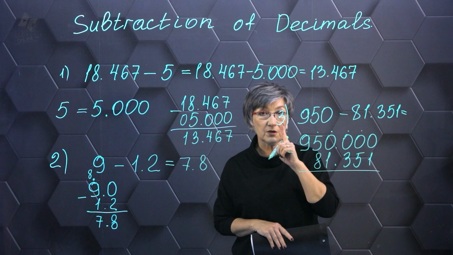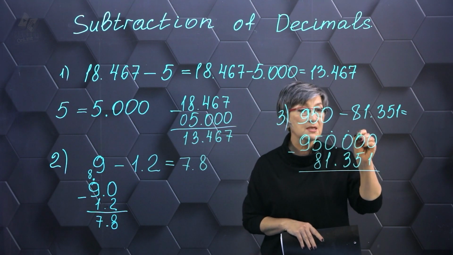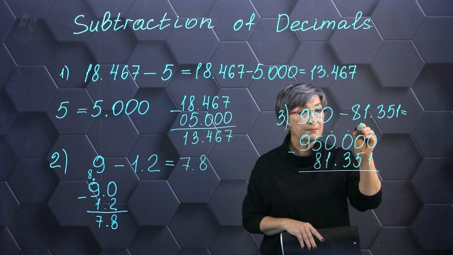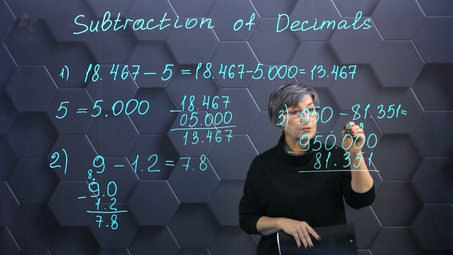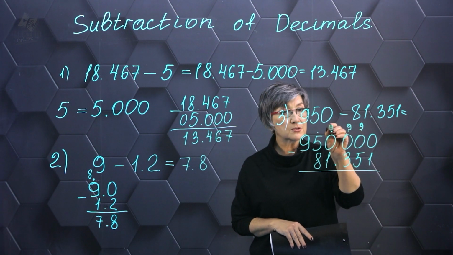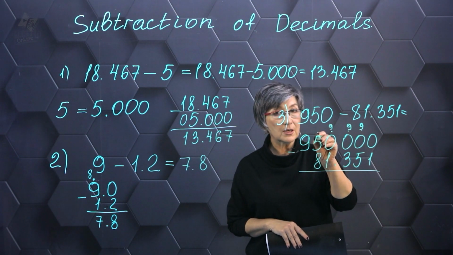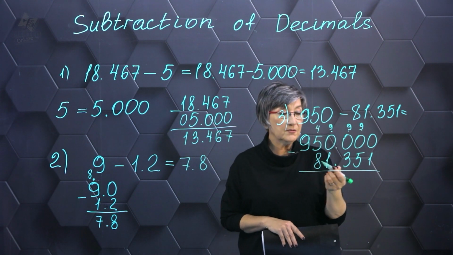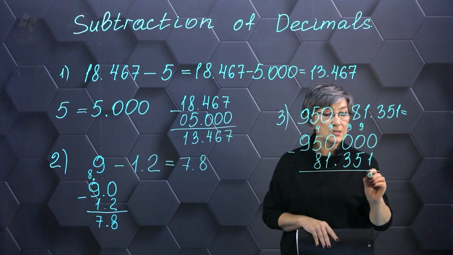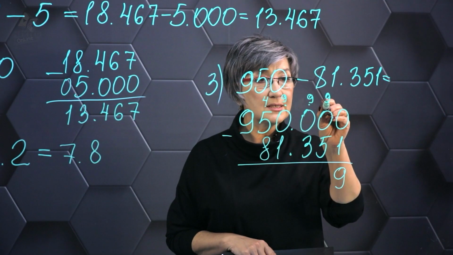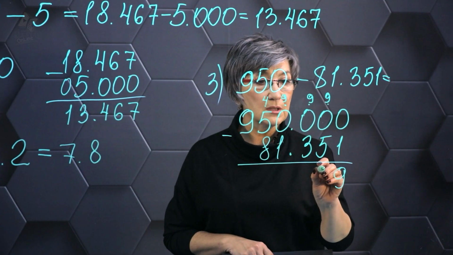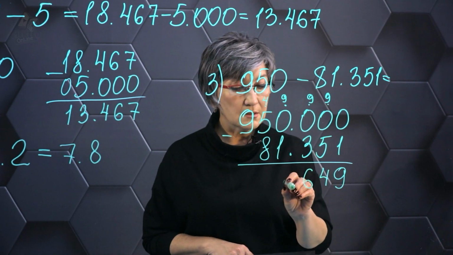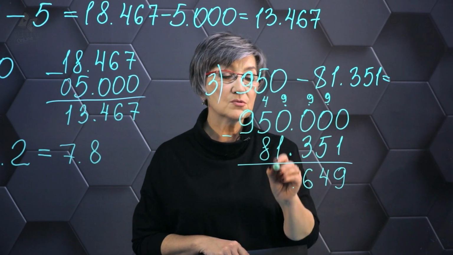But in this case, I have to write down that there is not a 0 left here, but a 9. And there will be a 9, and here it will be 9 as well. And only, instead of a 5, I'll write down a 4. And now we subtract. 10 minus 1 is 9. Then 9 minus 5 is 4. 9 minus 3 is 6. 9 minus 1 is 8.